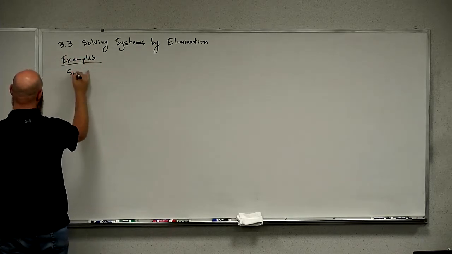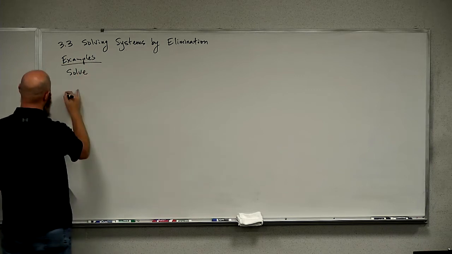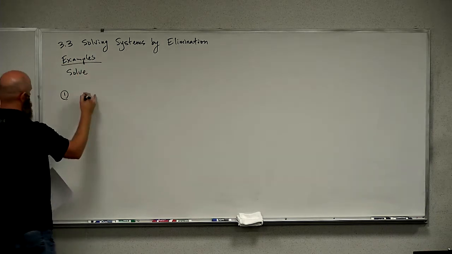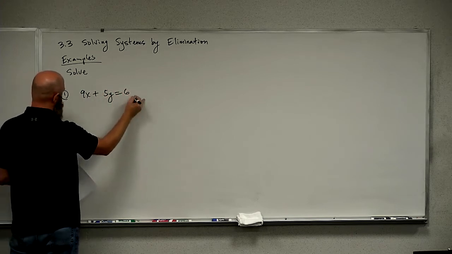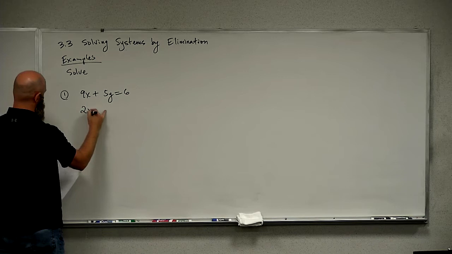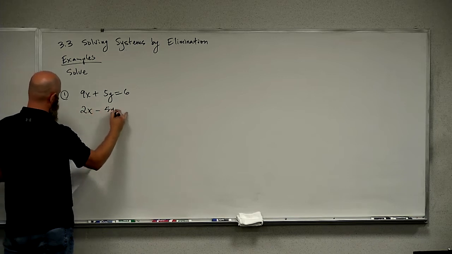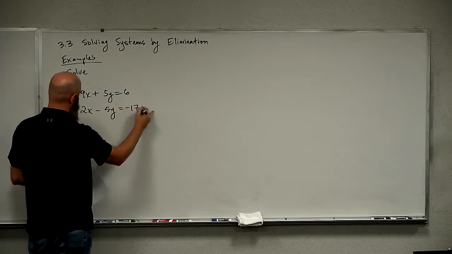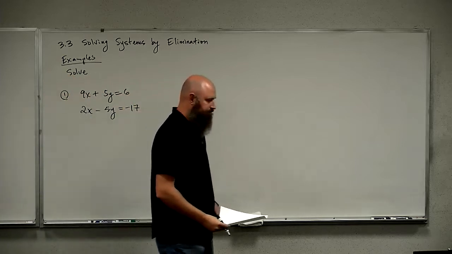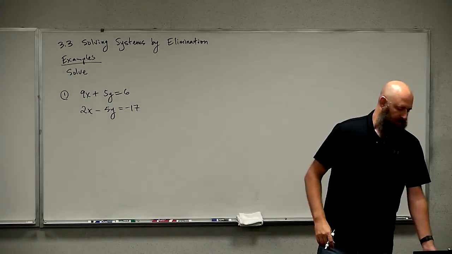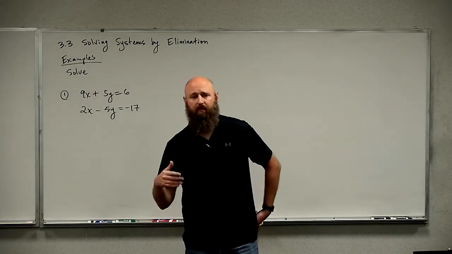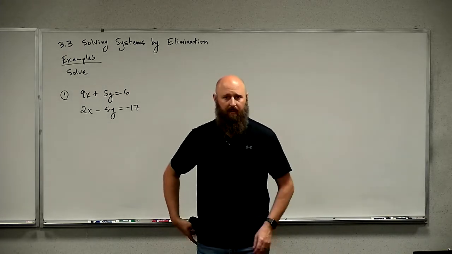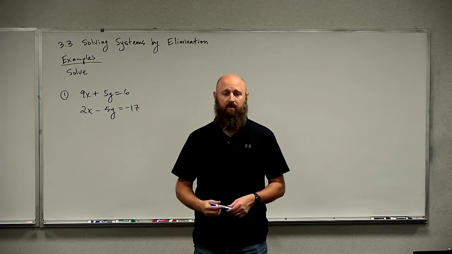And we, again, are going to be solving 9x plus 5y equals 6, and 2x minus 5y equals negative 17. All right, now our goal is the same thing. Again, these are all different methods. We are looking for an ordered pair that works for both these equations.